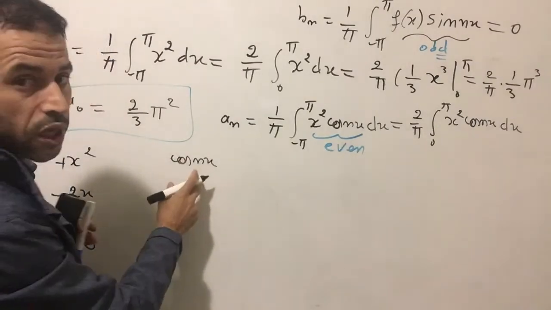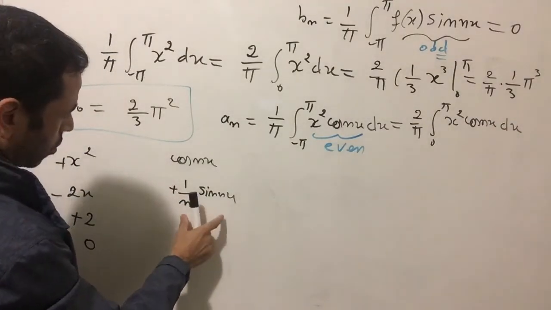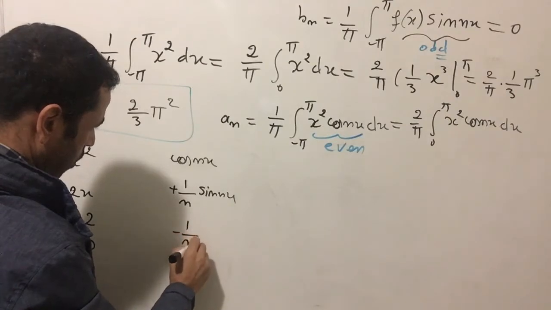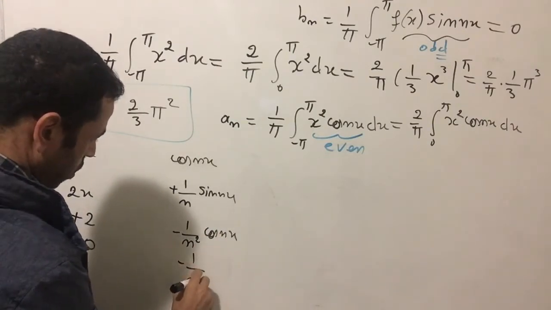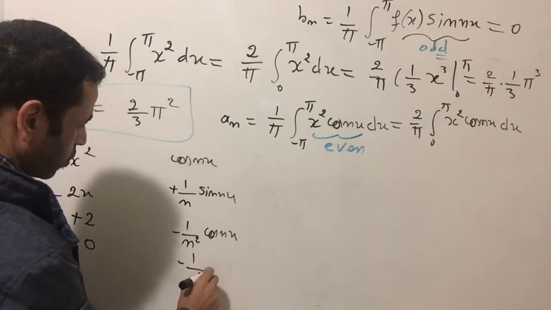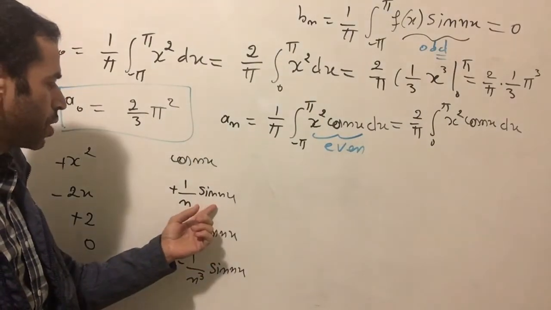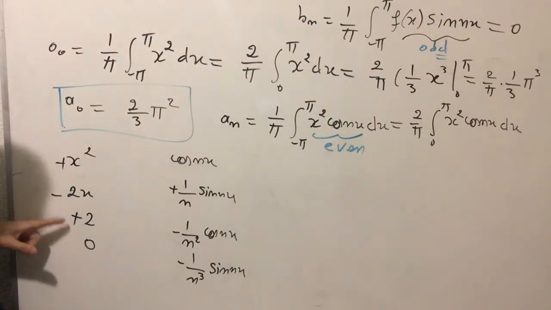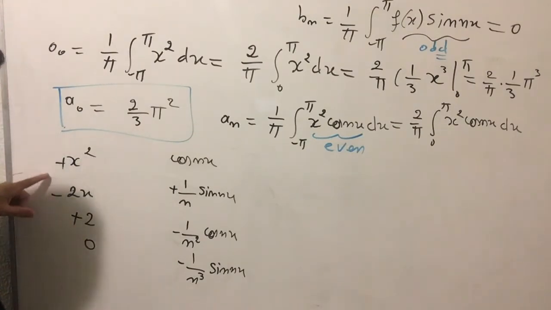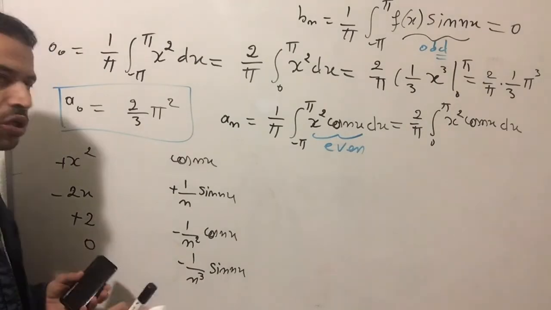For cosine nx, I'm going to integrate. The integral is 1 over n sine nx. The integral of this one is minus 1 over n squared cosine nx. The next one is minus 1 over n cubed sine nx. If you integrate going down, and differentiate the other column, you get minus 2x, then 2, then 0. Regarding the signs, the first one is plus, the second is minus, the third is plus, and the last one is minus, which is 0.